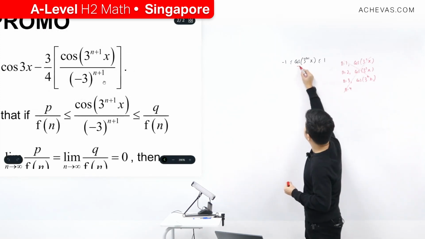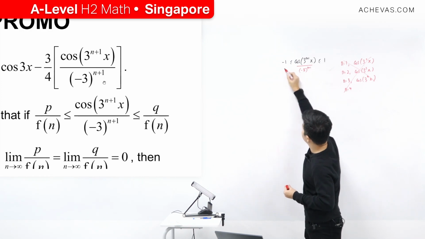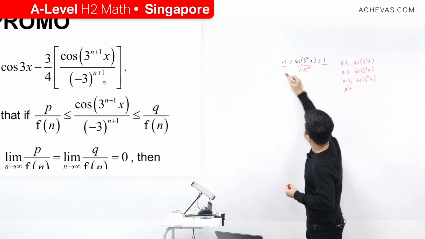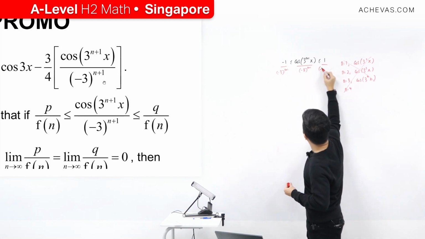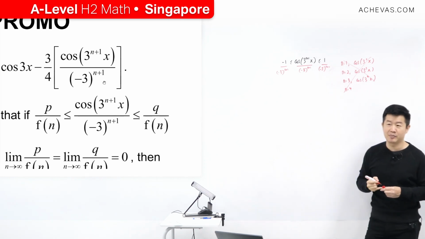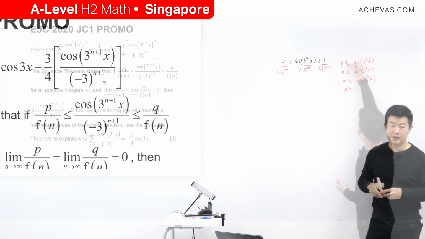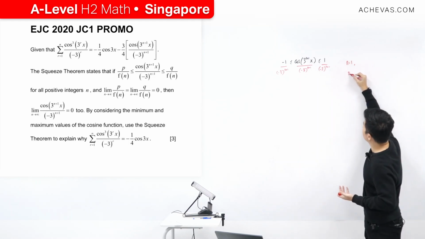I will be dividing this by -3 to the power of n plus 1 throughout. -3 to the power of n plus 1. And it is this -3 to the power of n plus 1 that has a problem. Okay, I'm going to let n be equal to 1, let n be equal to 2, and so on.